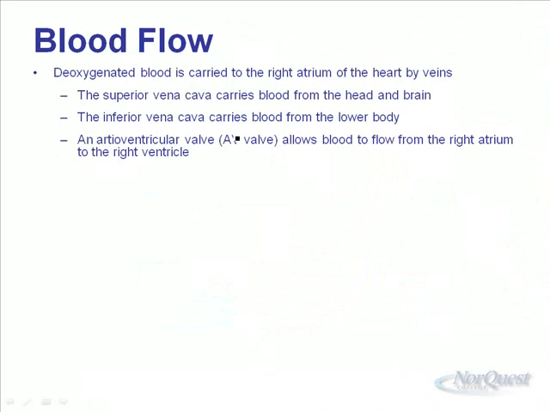The deoxygenated blood, I don't know why, but I always start at the right atrium and work my way through. You could start anywhere. You could start at the lungs, you could start at the right atrium or the left atrium. It's just a matter of preference. I always start with the deoxygenated blood going out to get oxygen. So deoxygenated blood is carried to the right atrium of the heart by veins.